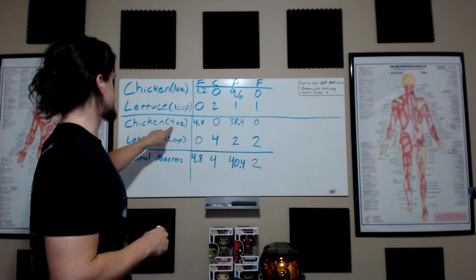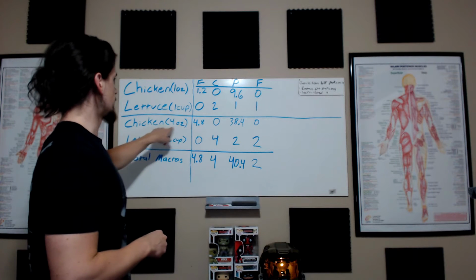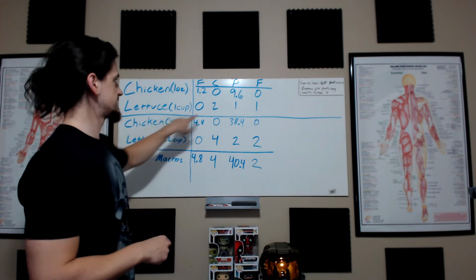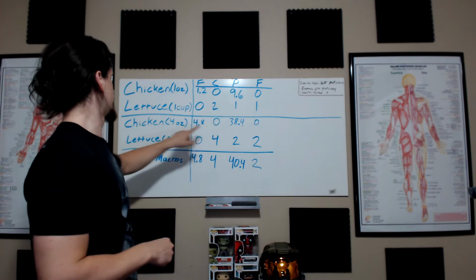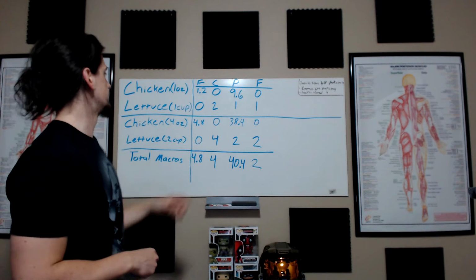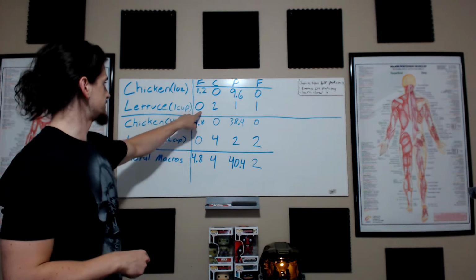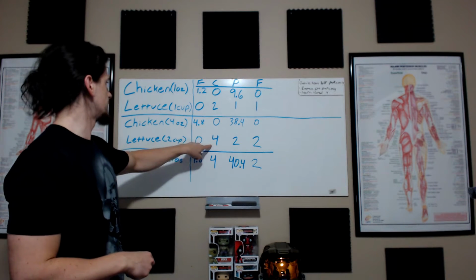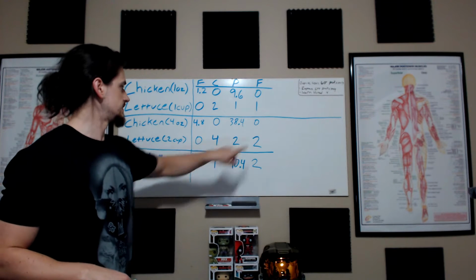So we have 4 servings times 1.2 is 4.8, 4 times 0 is 0, 4 servings times 9.6 is 38.4, and 4 times 0 is 0. Then down here for lettuce, we have 2 cups. So 2 servings times 0 is 0. 2 times 2 is 4. 2 times 1 is 2. 2 times 1 is 2.